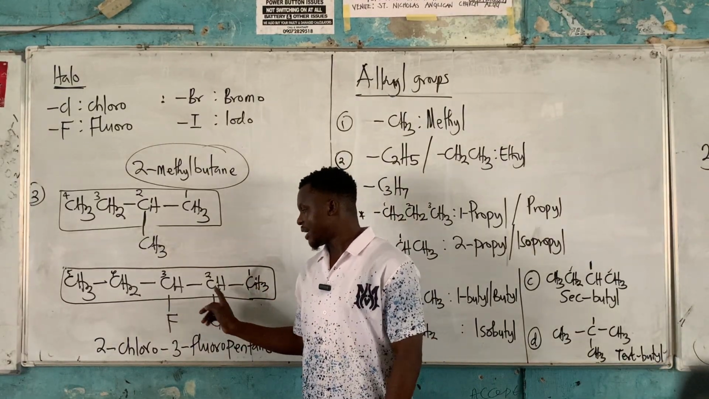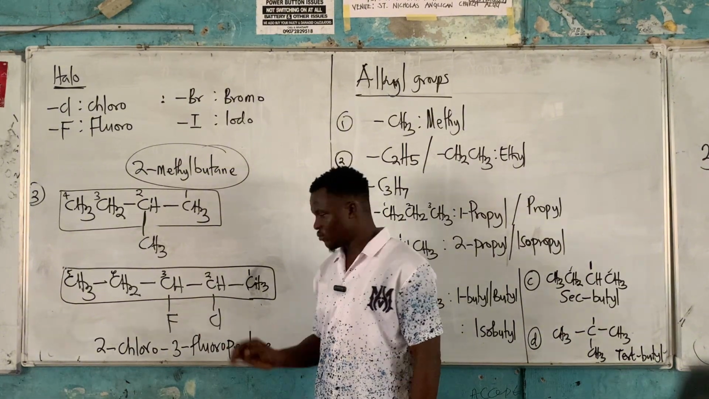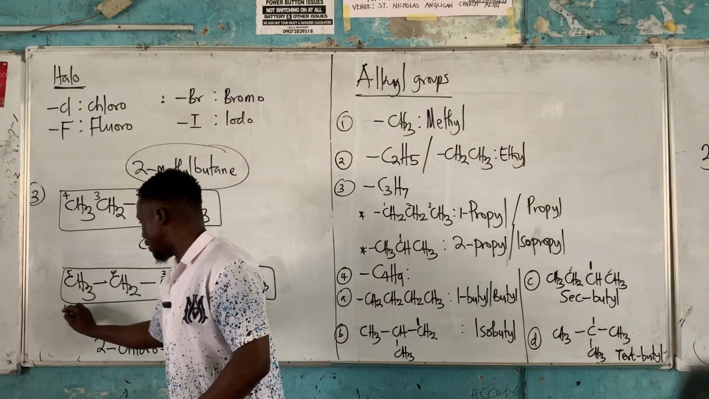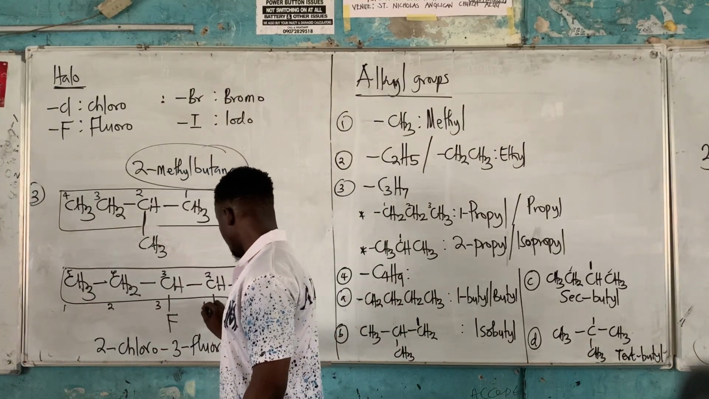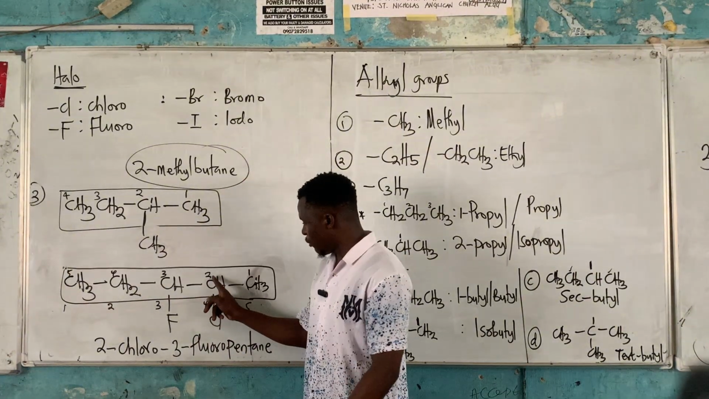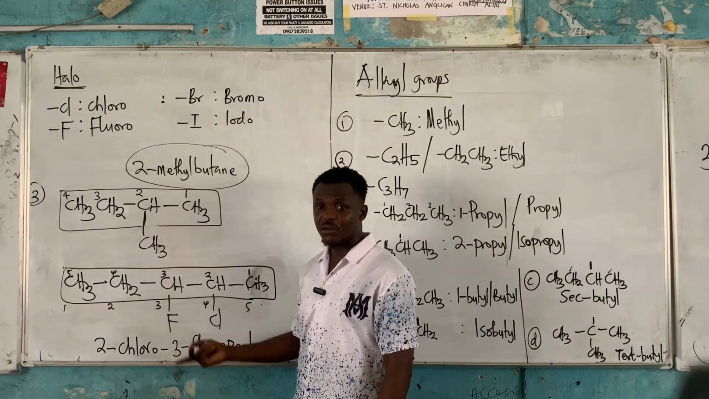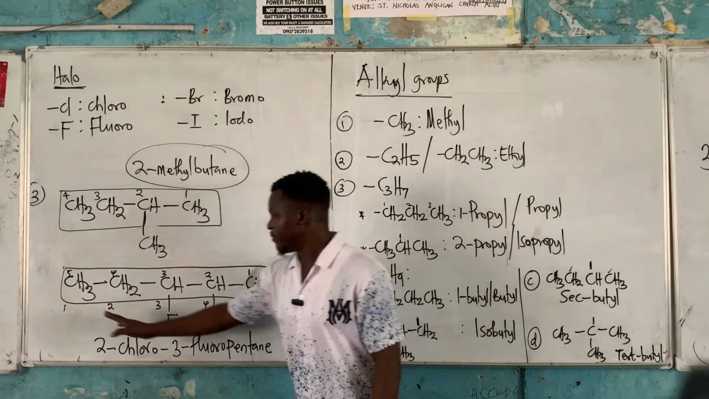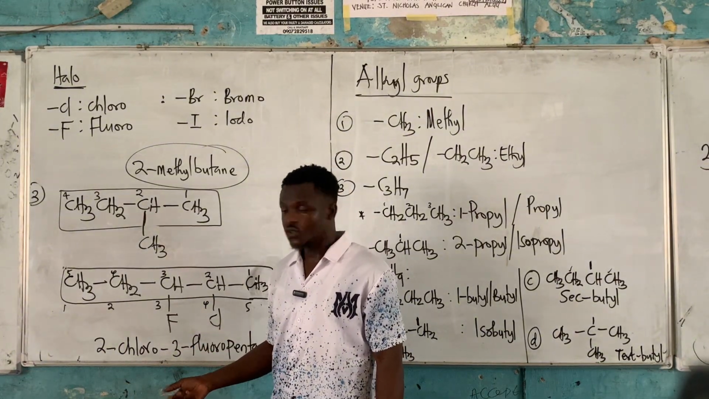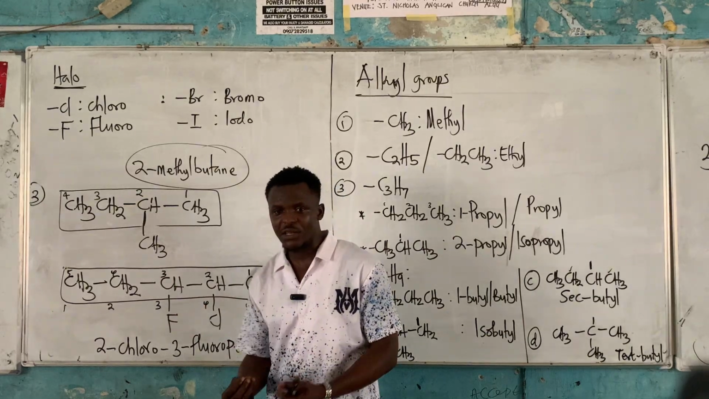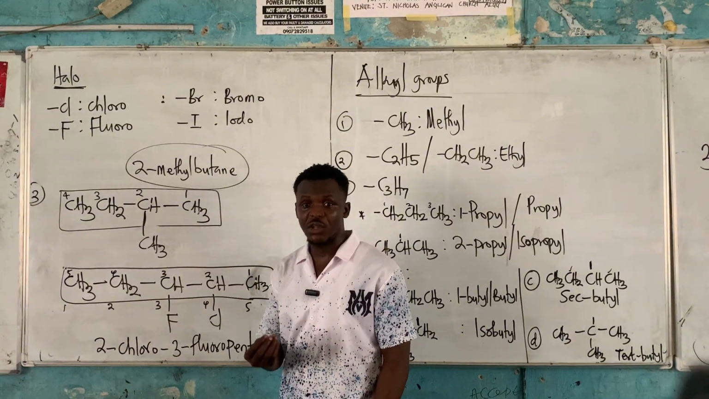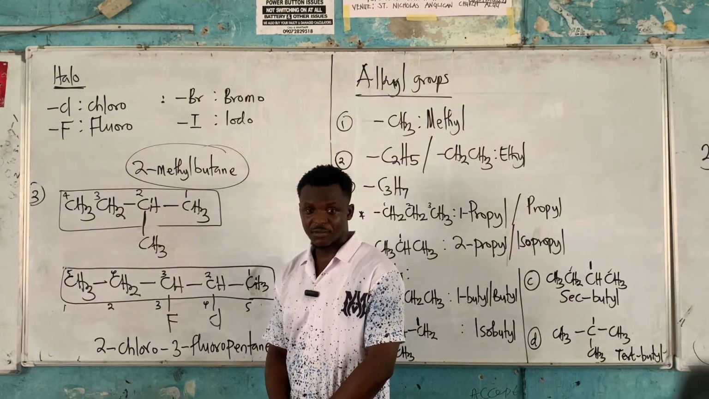Now, the side that will give these 2 substituents the smallest number is this side. If I start from this side, this is 1, 2, 3, 4, and 5. If I start from here, the substituents are carbon 2 and carbon 3. 2 plus 3 is 5, right? But if I start from here, the substituents are carbon 3 and 4. 3 and 4 is what? 7. So which side will give this substituent the lowest number? Is this side. So you follow the side that will give the substituent the lowest what? Number. Do you understand now?